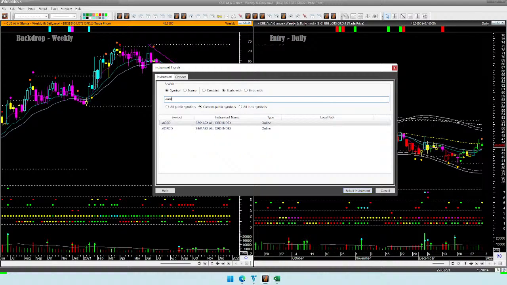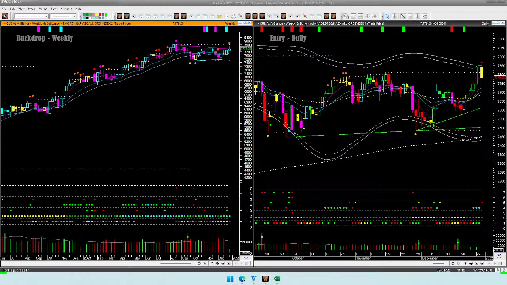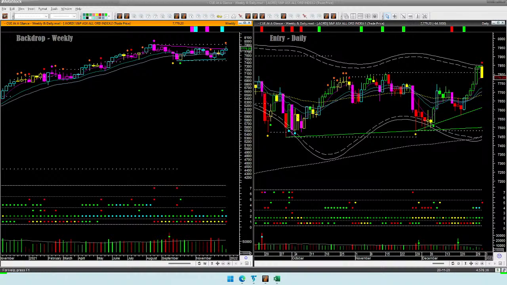global market, Australia market first, All Ordinaries. In the weekly, it is inside a range at the upper edge of the range, closed right at the trendline resistance, has bearish indecision at the top.